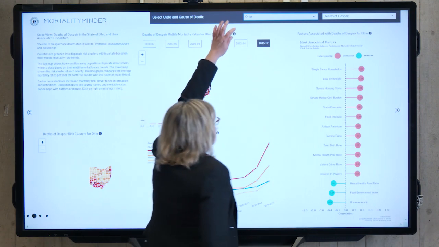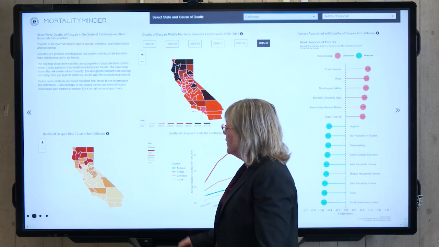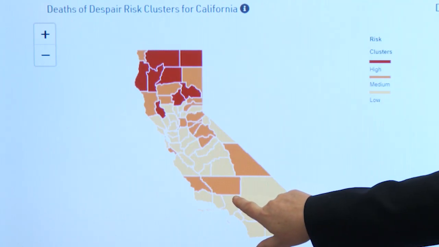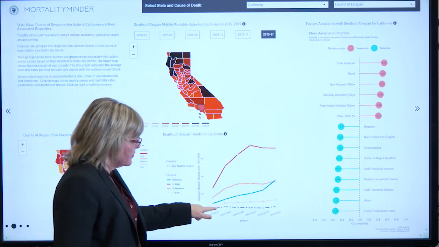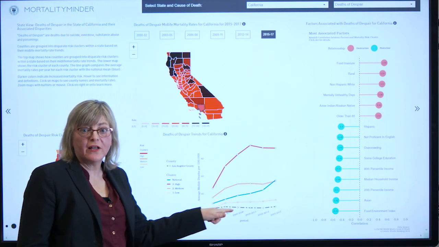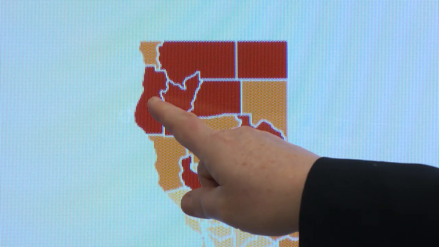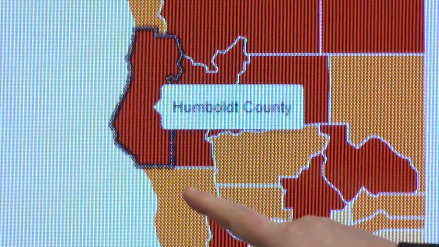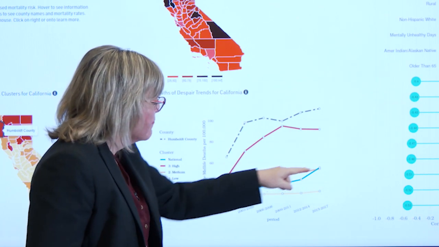So let's look at another state, California. If we look at California, we can see that there are different risk groups, and if we look at a county like Los Angeles, we can see that it's in this low risk group, and that's actually Los Angeles' mortality rate. It's very, very good and flat. And we can look at a high risk group like Humboldt County up here, and we can see that it's much, much higher. And this is the national average.